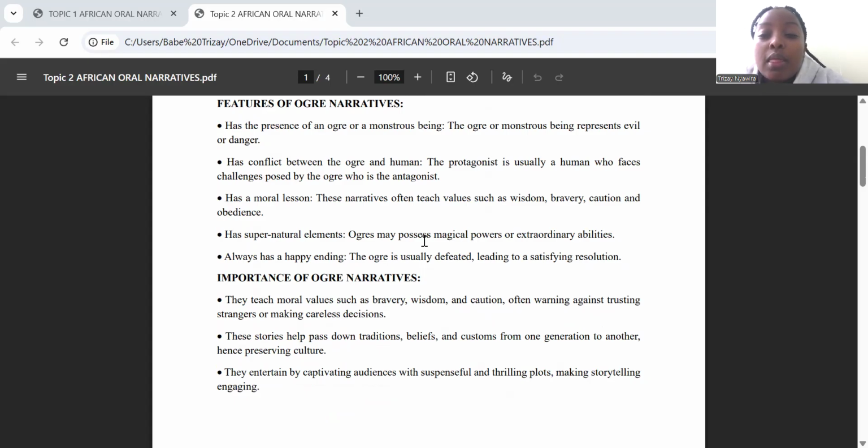So the ogre narrative is meant to teach the reader something. If the ogre poses danger, the human being will be able to avoid it or defeat the ogre. But the human being who has faced the danger, it was caused by maybe not listening or ignoring the rules of the society. So this will teach the reader that it's not good to disobey or do things your own way without involving others.